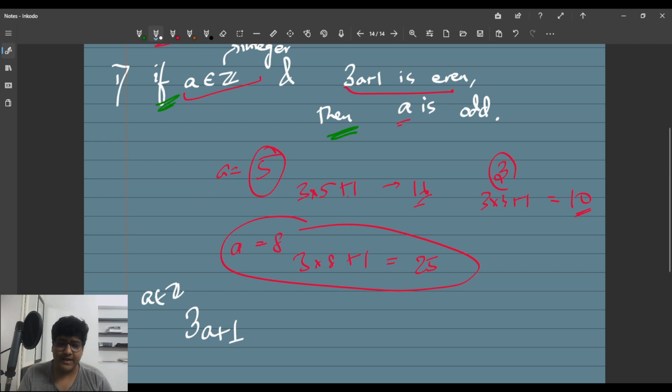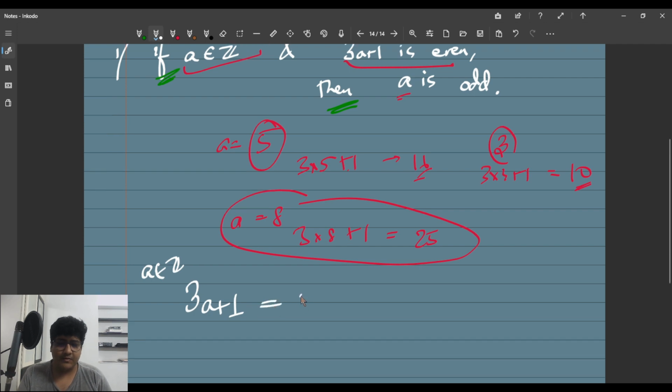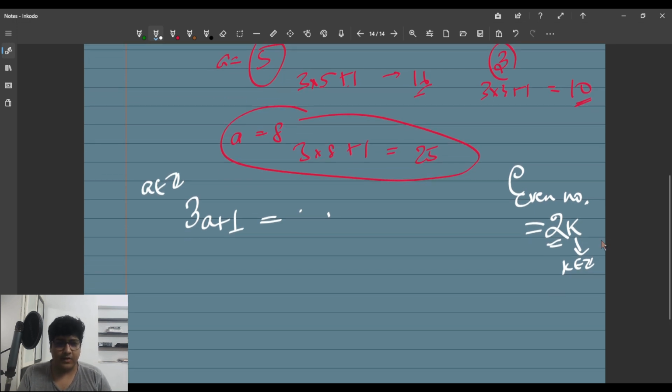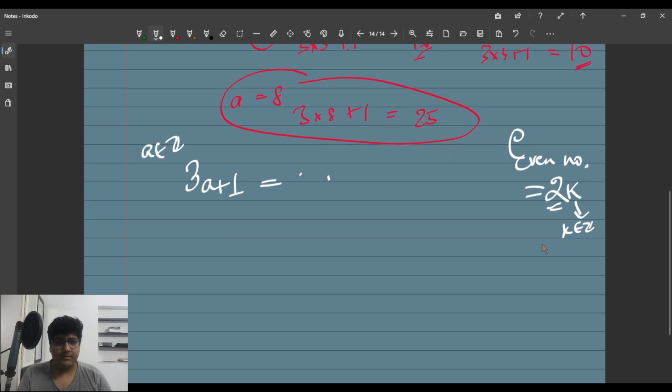It means that it is some multiple of 2. Saying something is even is the same as saying it is of the form 2k for k any integer, because any even number is a multiple of 2, so you can factor out a 2 and write it as 2 into k for some integer k. So pause the video here if you are new to writing even numbers in this form, and think about it and then proceed further.